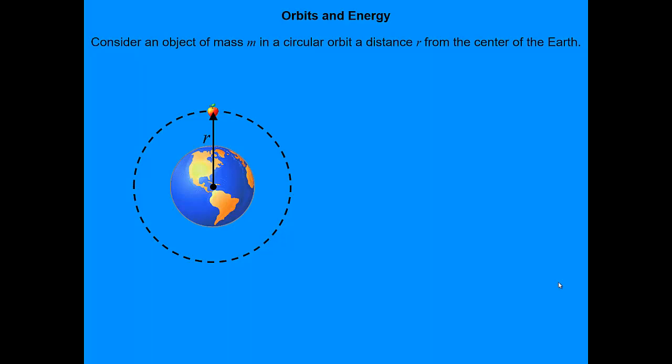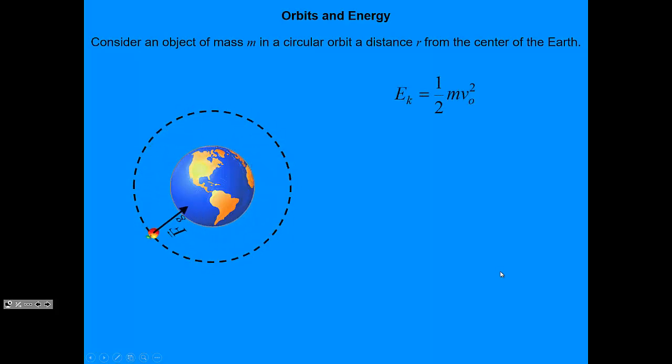Hello everyone, and welcome to a final discussion in our universal gravitation unit of orbits and energy. So here we have an object of mass m in a circular orbit, a distance r from the center of the Earth. We're going to assume, of course, a perfect orbit with no air resistance. Of course, the only force acting on that apple would be the force of gravity, which acts towards the center of the Earth. And so as we put it in orbit in a circle at a constant speed, the force of gravity always points inward.